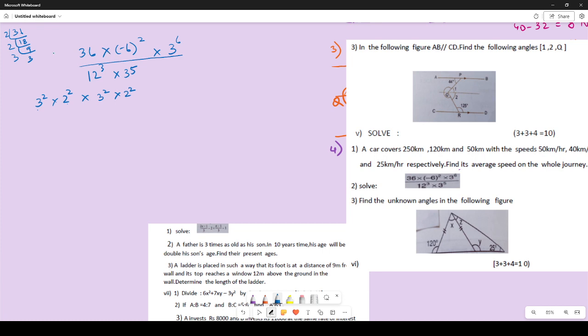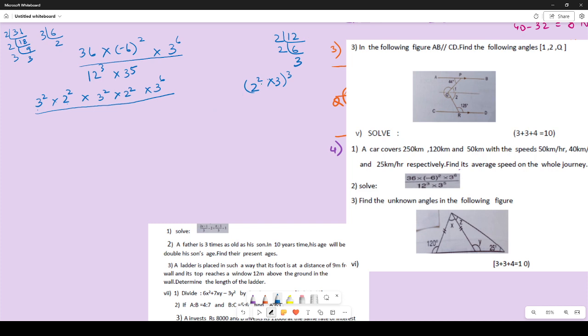Now minus 6 or 6. 6 is what? 3 into 2. 2 times. So this will be 3 square into 2 square into 3 to the power 6 divided by 12 to the power 3. Now what is 12? Let us factorize 12. 12 is 2 to the power 2 into 3. So 2 to the power 2 into 3. Now remember, this is 12 to the power 3. Okay.